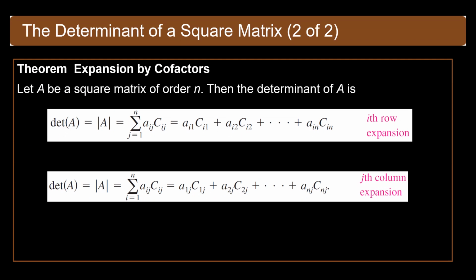Once you get the cofactors, it is easy for us to find the determinant, because the determinant is each entry multiplied by its cofactor. You can expand it along a row or along a column. If you are expanding along the ith row, you multiply by the corresponding cofactors. You can also expand it along the jth column. So you can find the determinant using either the column or the row cofactors.